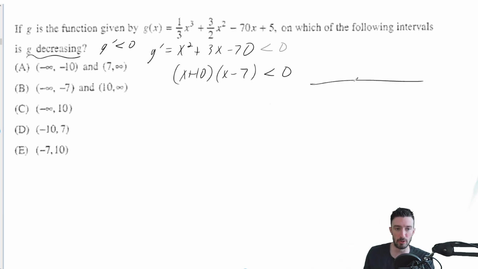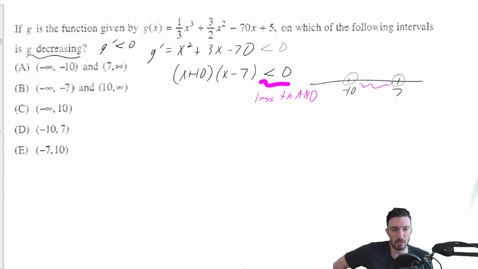If you're good with your pre-calc, you would already know the answer to this very quickly. When you have a less than, you are going to be less than 7 and greater than negative 10. That's where g prime is less than 0. So it's going to be in this interval, and that matches up with D.